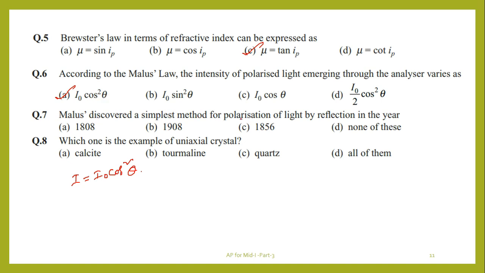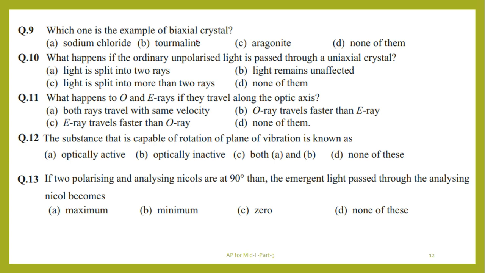Then Malus discovered the simplest method for polarization of light by reflection in the year 1808. Which one of the examples is uniaxial? Calcite is the uniaxial crystal. Which one of the examples is a biaxial crystal? Mica, this one will come there. What happens if ordinary unpolarized light is passed through a uniaxial crystal? When it enters the uniaxial crystal, light is split into two rays. One is the ordinary ray, another one is the extraordinary ray. What happens to the ordinary and extraordinary rays if they travel along the optical axis?